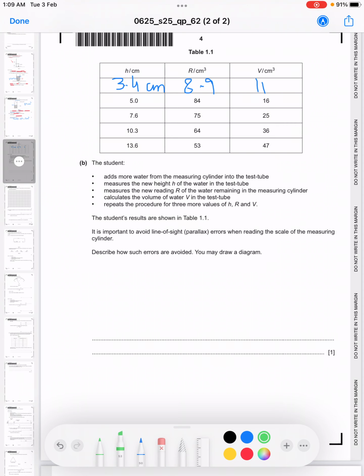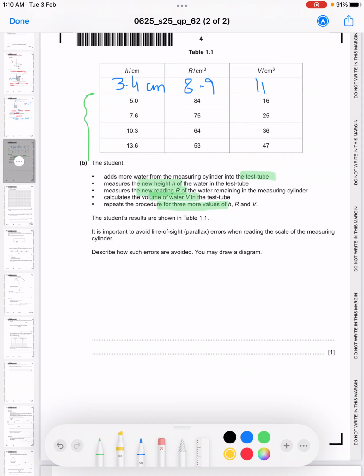Okay students, now let's read part B. A student adds more water from the measuring cylinder into the test tube. Measure the new height h of the water in the test tube, the new reading R, and the volume of the water V, and repeat the procedure for 3 more values. You can see from here that we have the further values, readings for h, R and V. The student's results are shown in the figure.